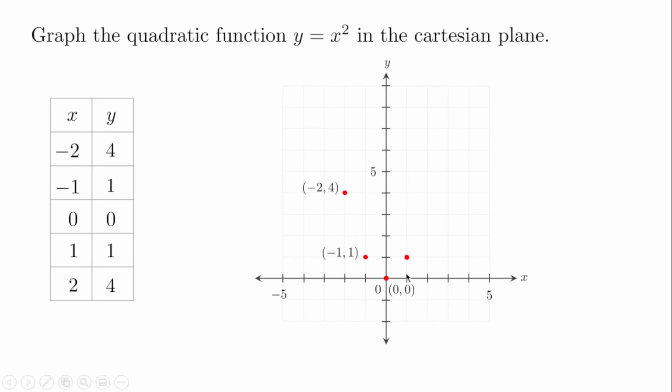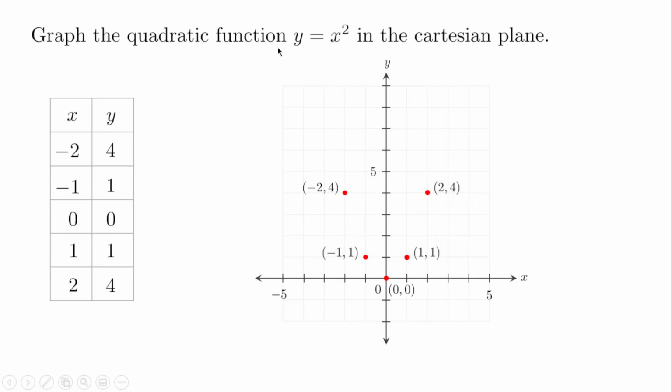Okay, so this point now, that is the point 1, 1. And finally, we have 2, 4. So yung x ay 2, tapos yung y ay 4. So aakyat tayo ng 4 units pataas. So 1, 2, 3, and 4. Okay? So yung point na yan, that is the location of the point 2, 4.